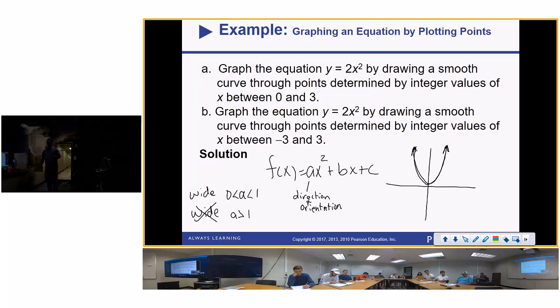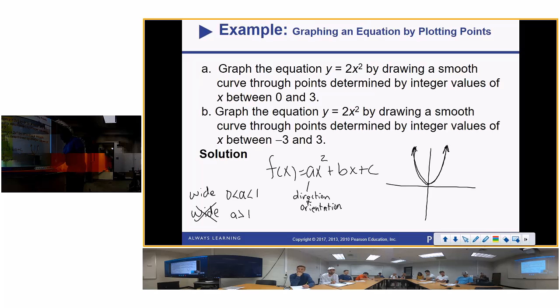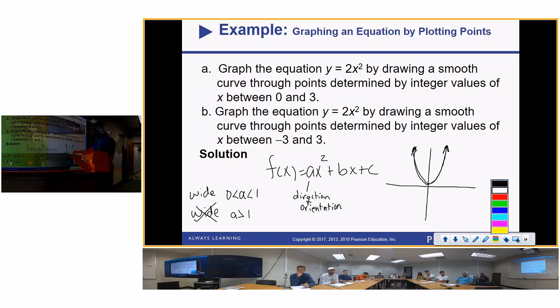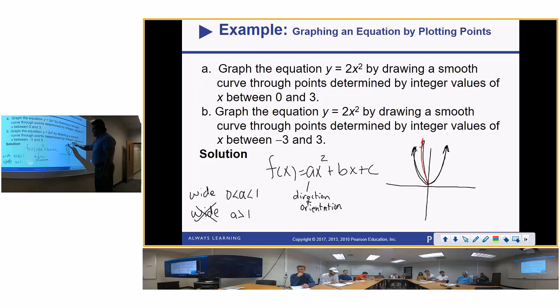All right, we're going to take off from here in just a second. I want everybody to get out a sheet of paper in just a second, but I'm going to go ahead and say that my graph of 2x squared is going to look something like this. Red, please. It's going to look something like that.